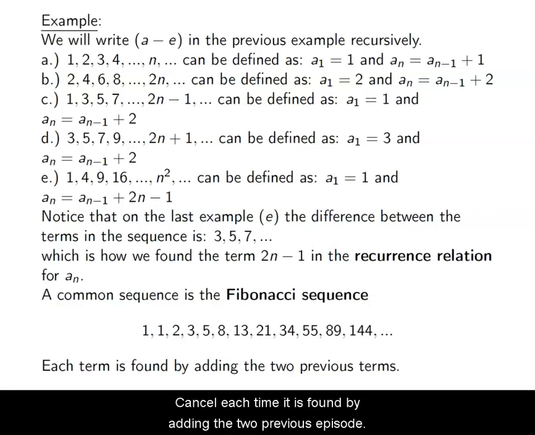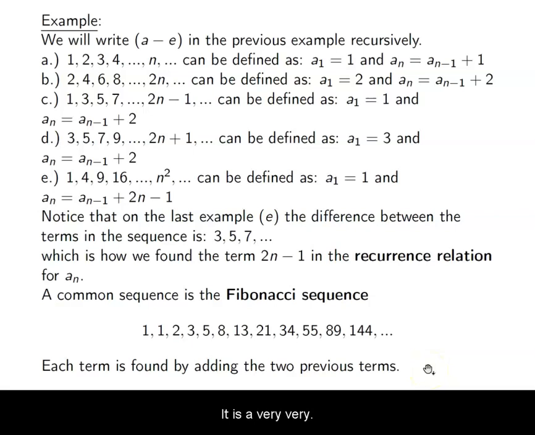Okay, so each term is found by adding the two previous terms together. It is a very, very common sequence. It's very important. It has a lot to do with what's called the golden ratio.